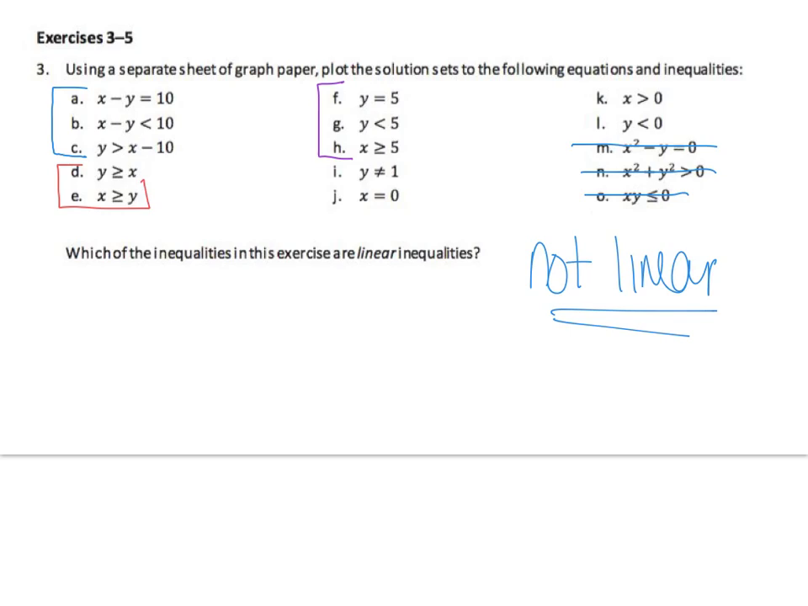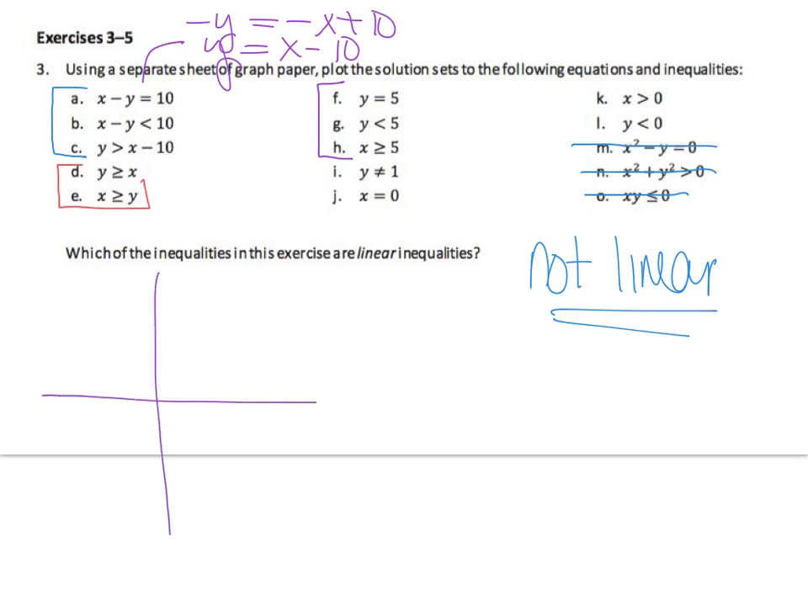I need to put those in slope-intercept form because that's how I work. If I subtract x from both sides, I have y is equal to negative x plus 10. So y is equal to positive x minus 10. I multiplied everything by 1. So if I sketch that out, I'm going down here to negative 10. My slope is positive 1. So my graph is going to look very similar to that.